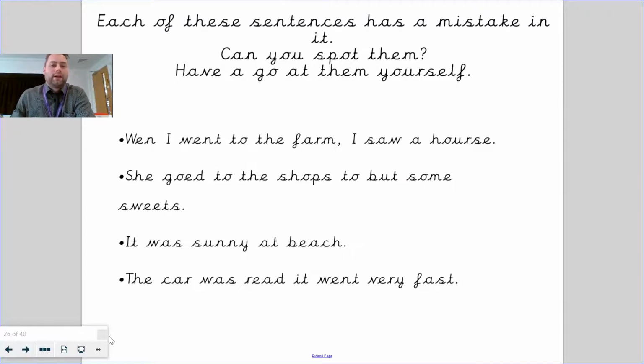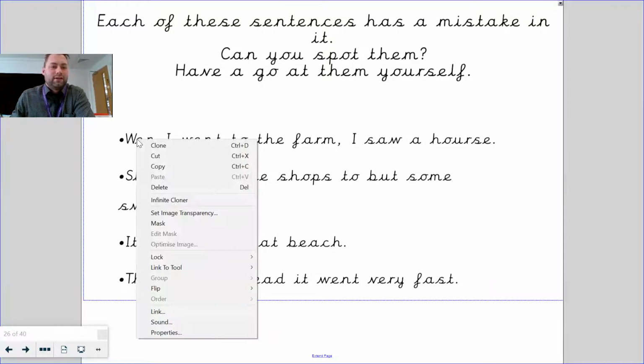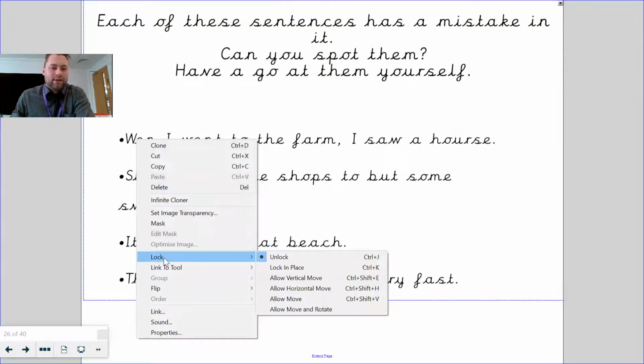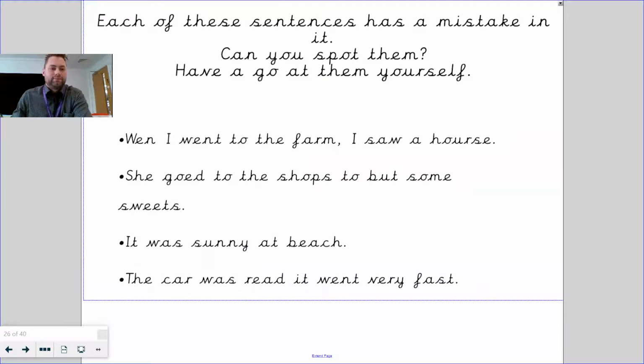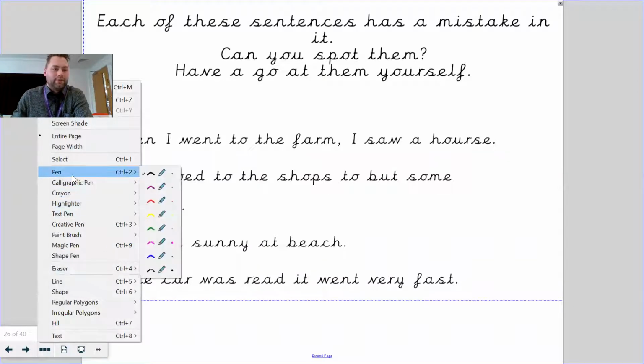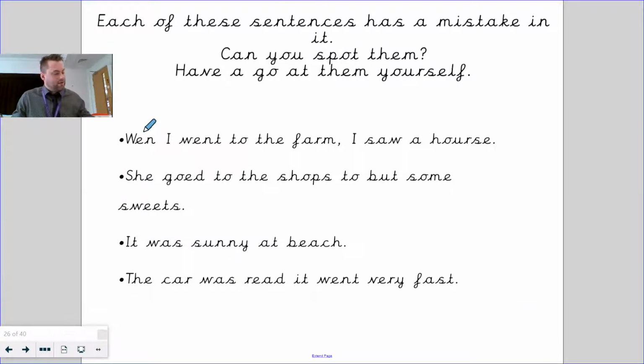Okay, welcome back. We're going to go through this, and I'm just going to add the corrections in, if it lets me. And I can use my pen here. I'm going to use a green pen. So when here, we shouldn't be spelling it like this. It should be spelled W, capital W, sorry, H-E-N.